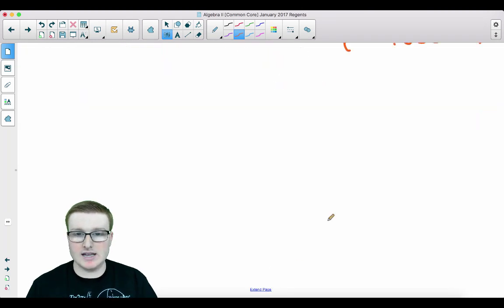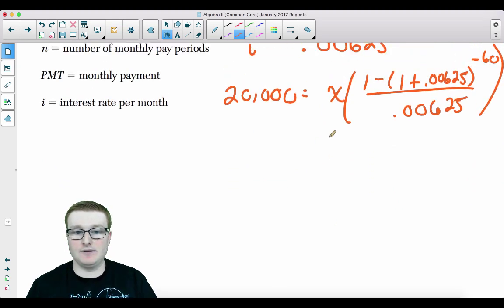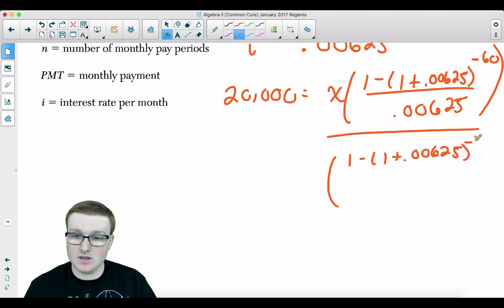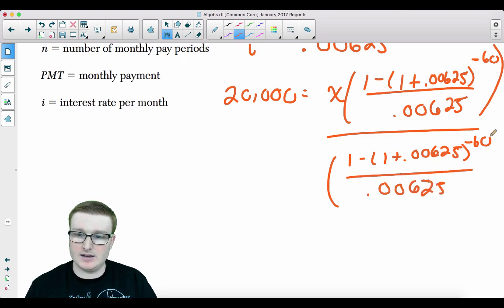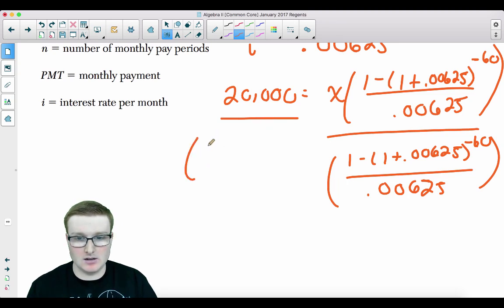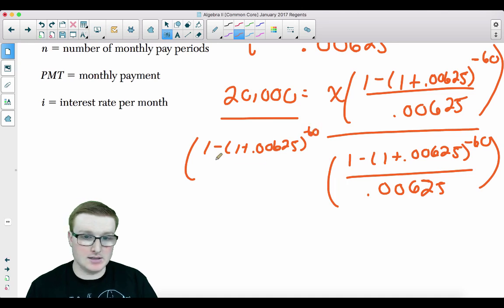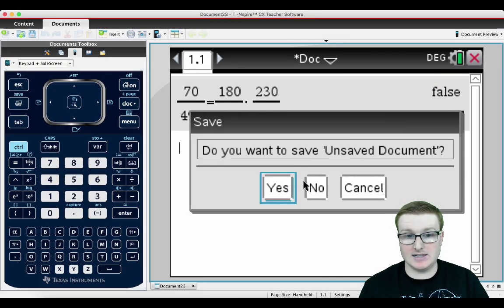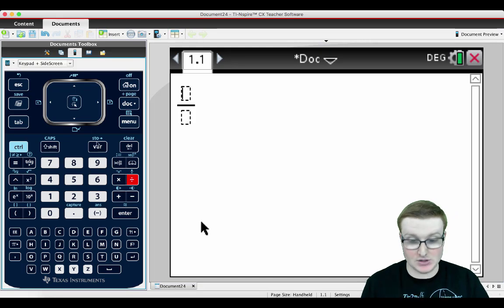So now what I'm going to do to solve for x is I'm actually just dividing by this whole thing. I'm dividing by 1 minus 1 plus 0.00625 raised to the negative 60th power divided by 0.00625. And I'm dividing the same thing over here. Oh my god, are they nuts for making you write this all? It's a lot. Cancel all those out and we get x is equal to, I'm going to plug that into my calculator. This is going to take a little bit, even though I have the answer right in front of me, but I just want you to understand what it will look like.